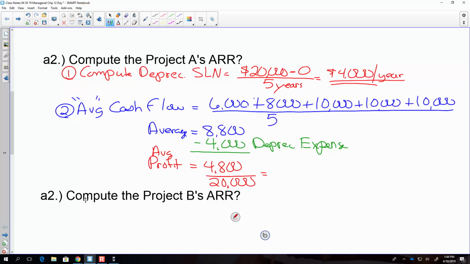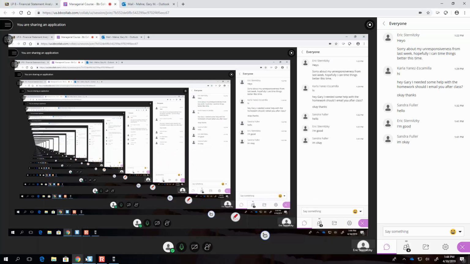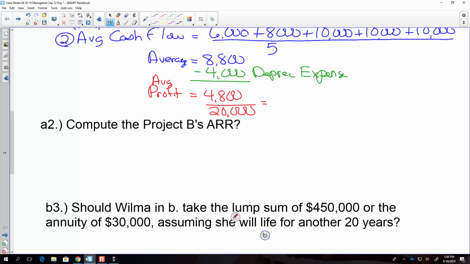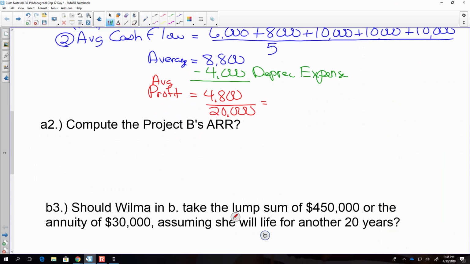So my accounting rate of return then is, Carla, how much? Average profit over 20. 0.24? Awesome. Thank you. So 0.24, or in many cases it is a percentage, 24% accounting rate of return. So very good. Anything over 10 is pretty good.